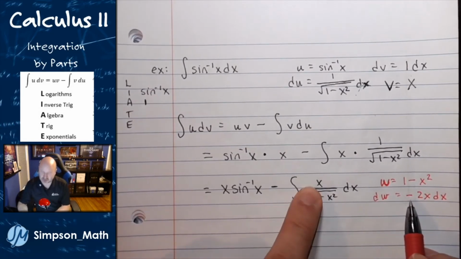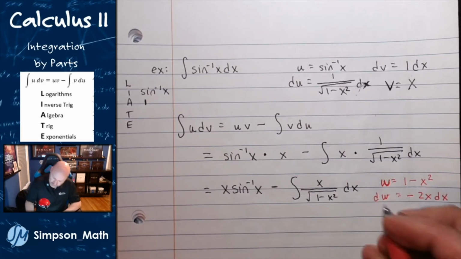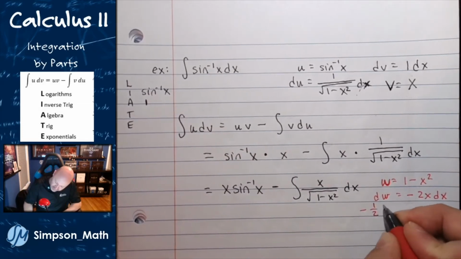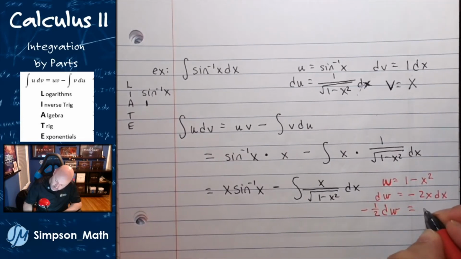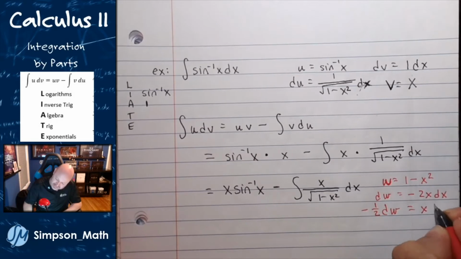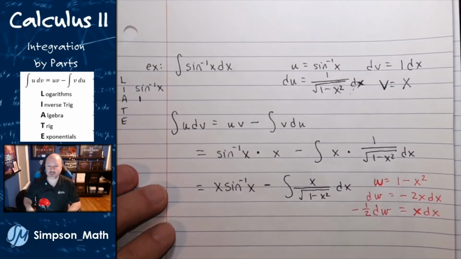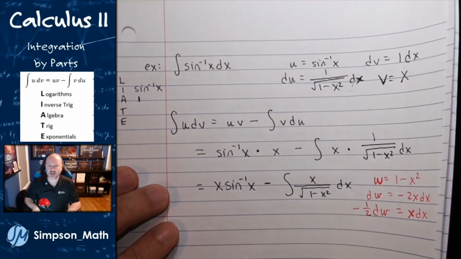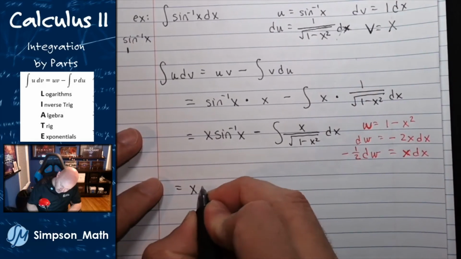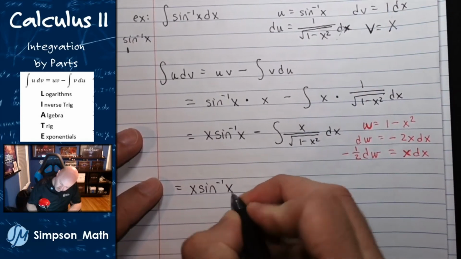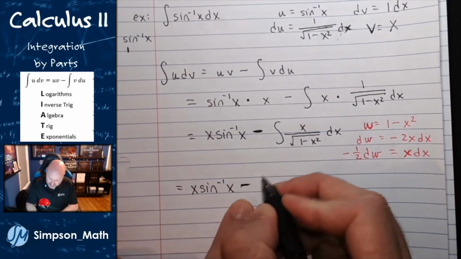I want the negative to go away. I want the 2 to go away. I'm going to divide them over. So a negative 1/2 dw is equal to 1x dx. Let's see if I can do some substitution here. I'll use the red to maybe help us out. Yeah, that black minus sign is this black minus sign.